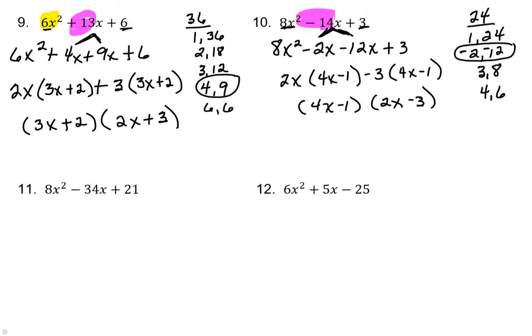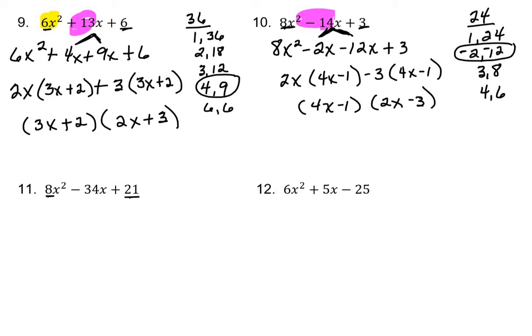Okay, with problem 11, again, I do not have a simple trinomial. I've got a leading coefficient here of 8 and a constant of 21. So I'm going to work this problem very similar to the way that I did problem 9 and 10, but I'm going to do something just a little bit different here because I have such big numbers.